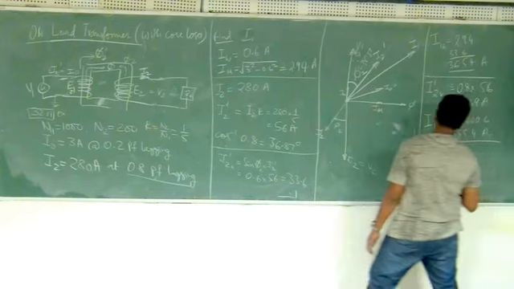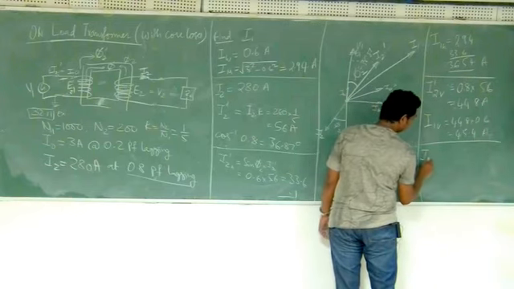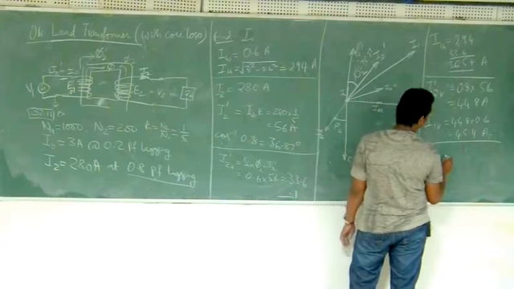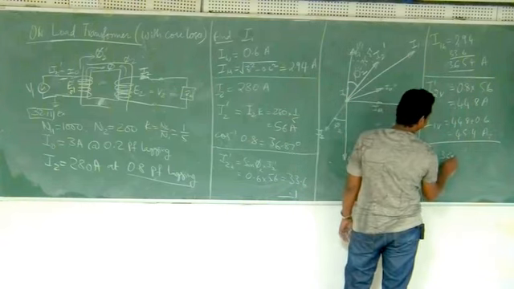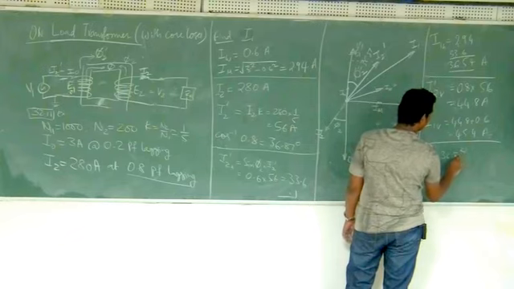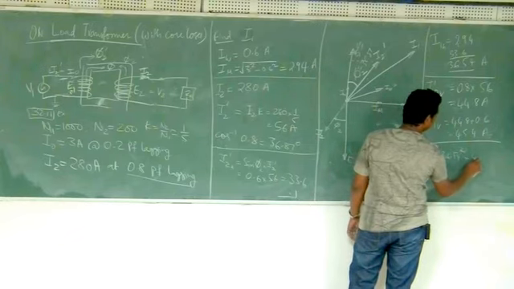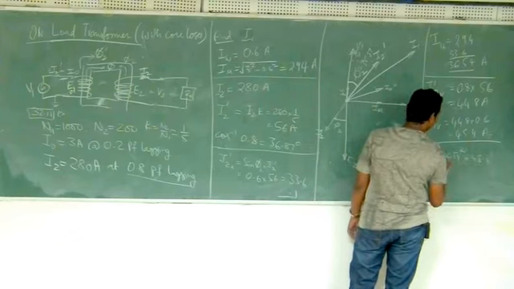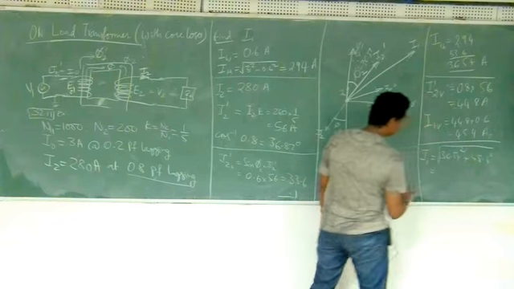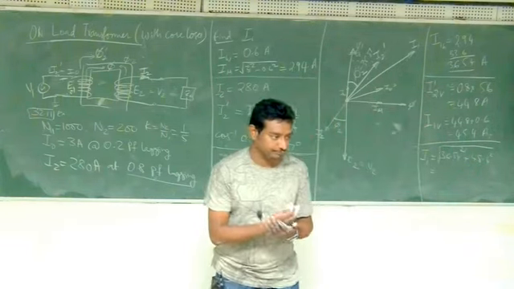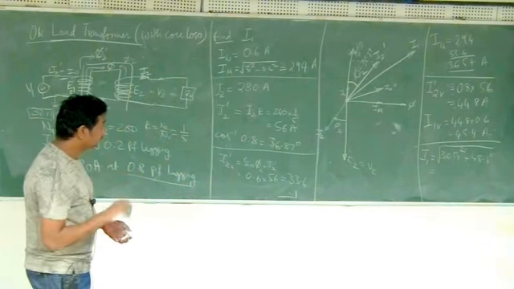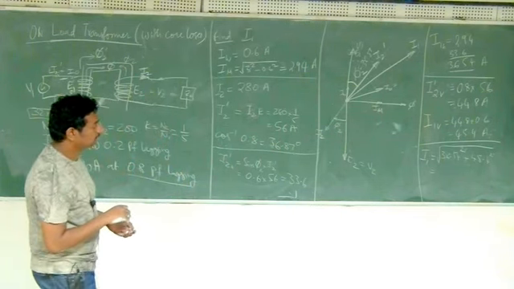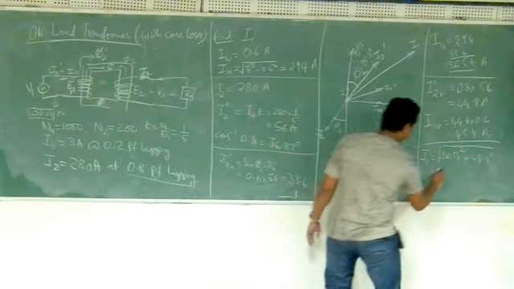So now I can calculate I1, the total primary current. It is nothing but this and this: 36.54 square plus 45.4 square, under root. So how much is this? 58.25.